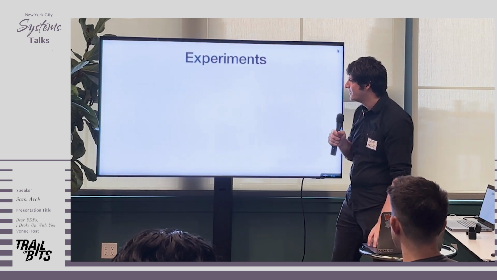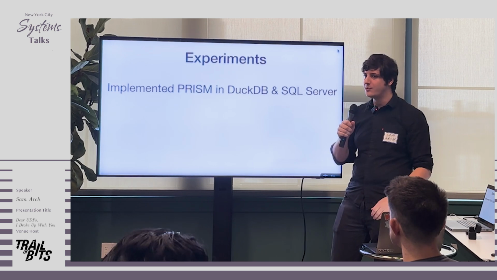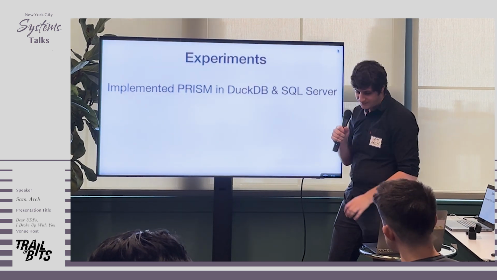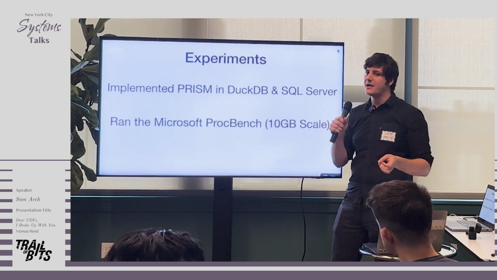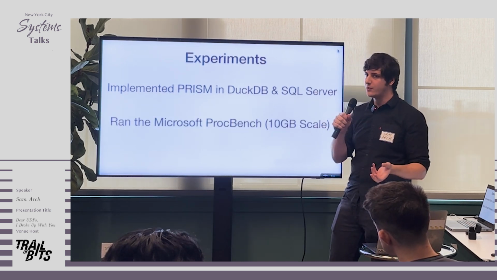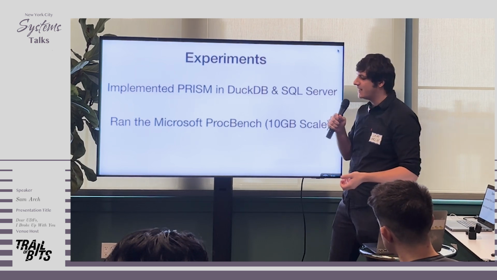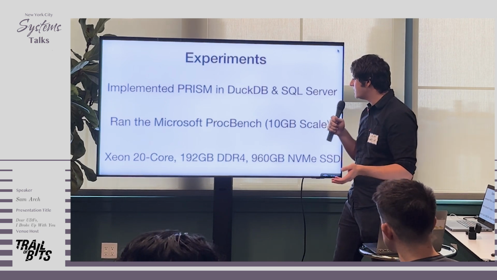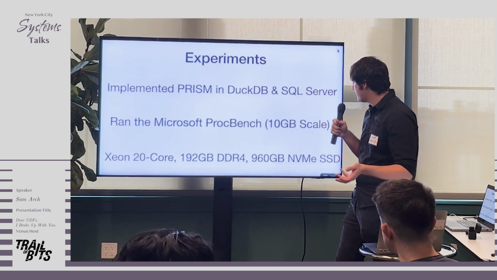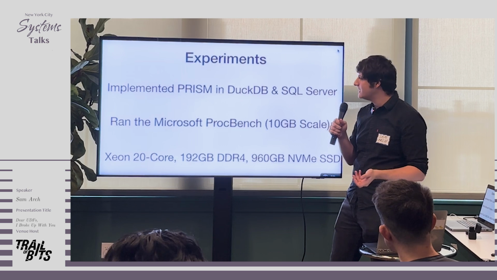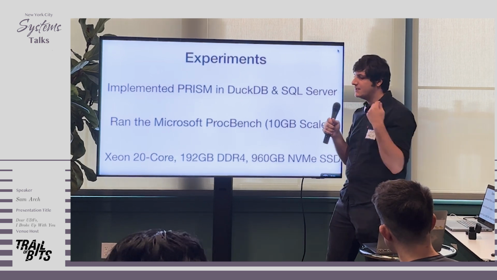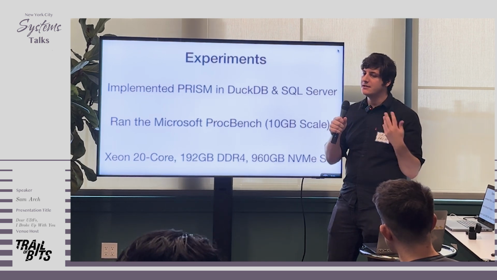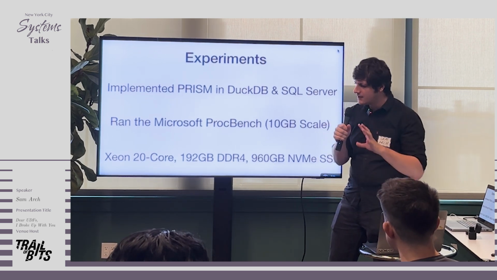OK, so experiments. We implemented our approach, PRISM, in DuckDB and SQL Server. And we ran the Microsoft Proc bench. This is a benchmark from Microsoft with real-world queries with UDFs. We ran it at a 10 gigabyte scale factor. This was run on a machine with a Xeon 20-core Intel CPU, 192 gigs of DDR4 RAM, and a 960 gig NVMe SSD. What we did is 2 cold runs just to load the pages into the buffer pool, and then 5 hot runs, and then took an average of the 5 hot runs. And the numbers were very stable.